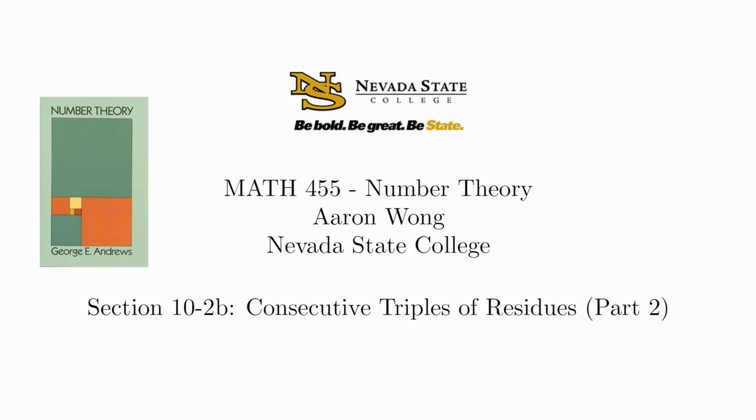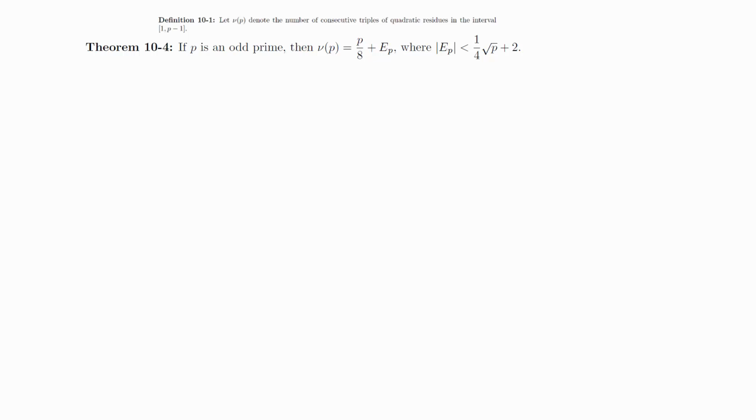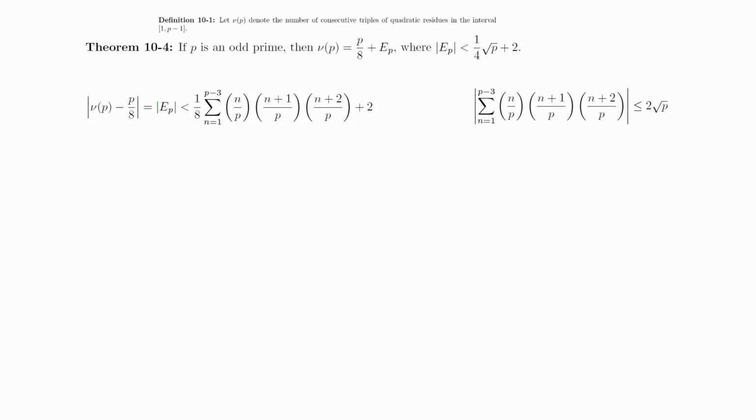We ended the previous video in the middle of the proof of the following theorem. Theorem: if p is an odd prime, then nu of p is equal to p over 8 plus an error term, where the error is less than 1/4 square root of p plus 2. We had gotten to this equation and observed that we needed to bound the sum by 2 times the square root of p in order to complete the proof.